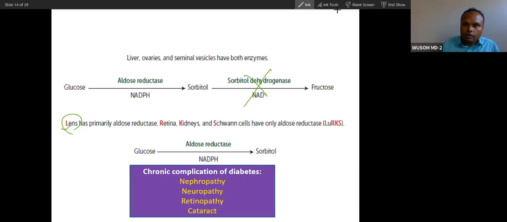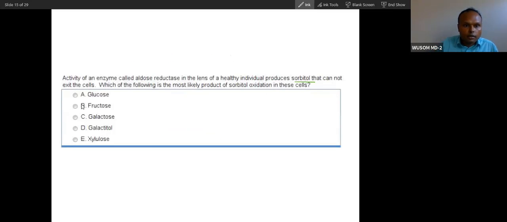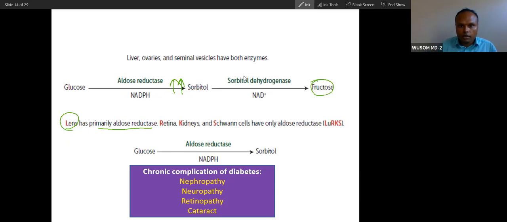That is also a tricky question. The lens has primarily aldose reductase. Primarily, so the lens has very few of the other enzyme. If there is a very high amount of sorbitol, it can convert a little bit into fructose. So for the lens, fructose can be the answer, but for other tissues, the enzyme is completely absent. That is the basis of this question. Through this question, I wanted to focus on this.